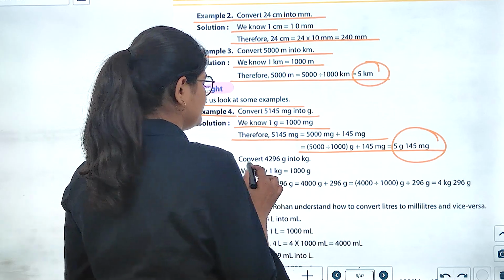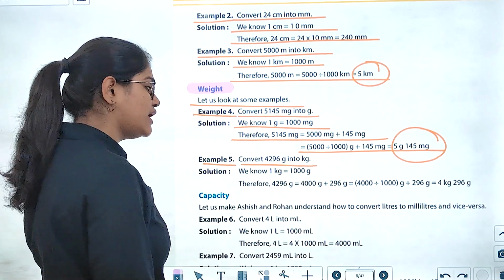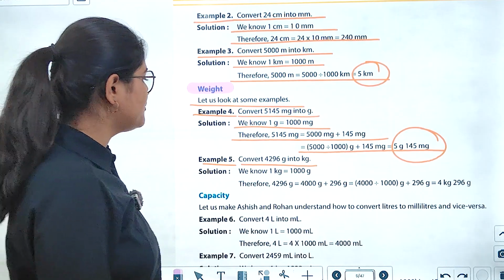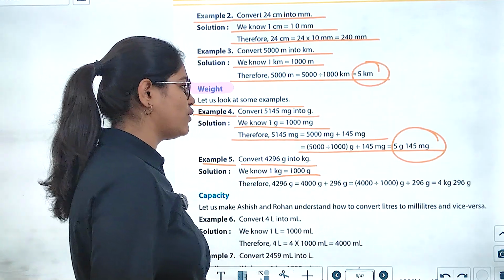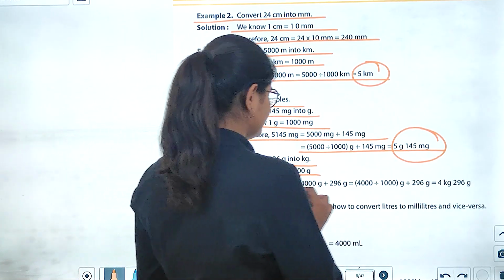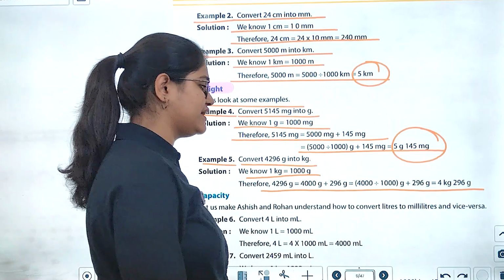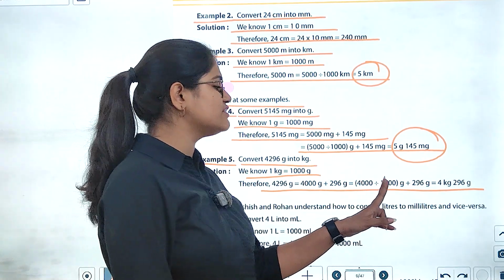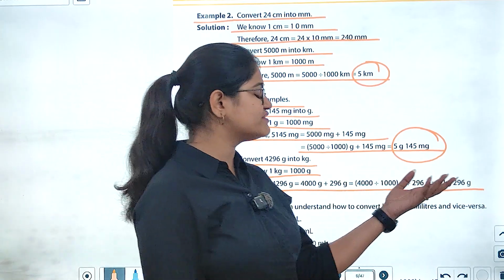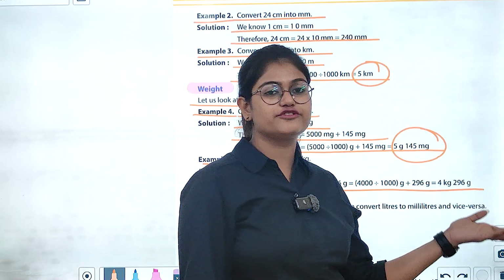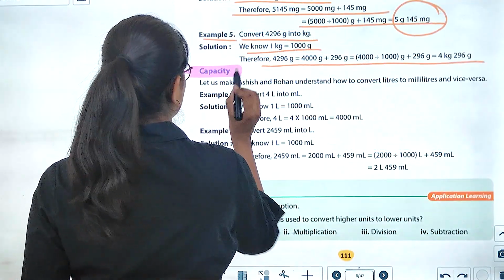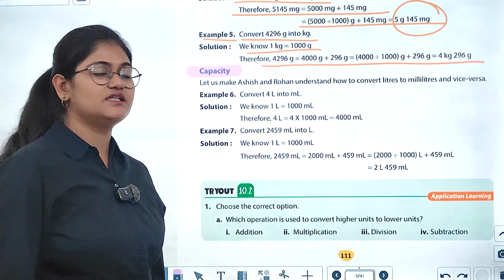We have the example which says 4296 grams into kilograms. The same process we are going to follow. We know that 1 kilogram is equal to 1000 grams. So we write 4000 grams plus 296 grams. 4000 divided by 1000 plus 296 grams gives the answer, that is 4 kilograms 296 grams. Next topic, we are talking about capacity, right?